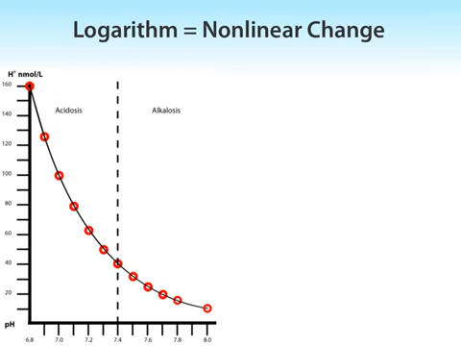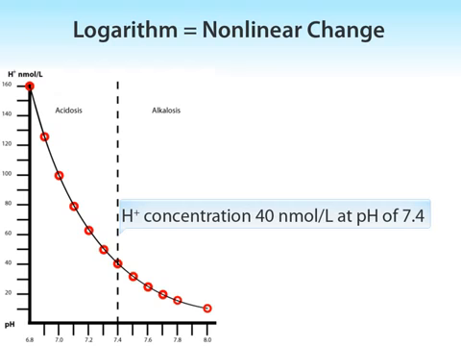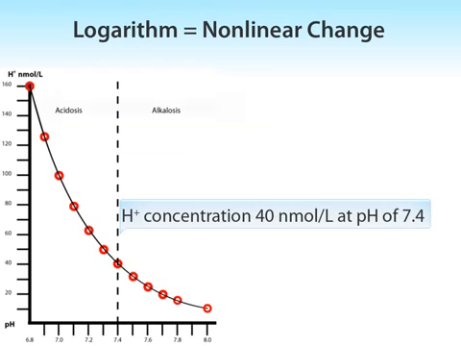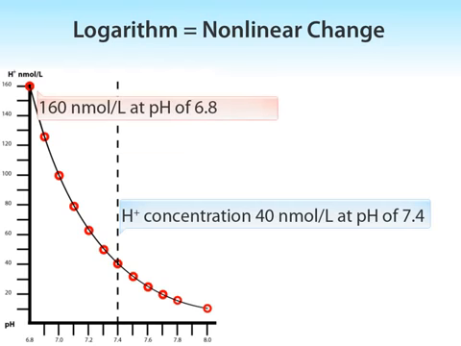A normal patient's pH is 7.40 with a hydrogen ion concentration of 40 nanomoles per liter. A drop of merely 0.3 pH units doubles the hydrogen ion concentration. Dropping to a pH of 6.8 quadruples the acid load. Pay close attention to the curved line in this picture.